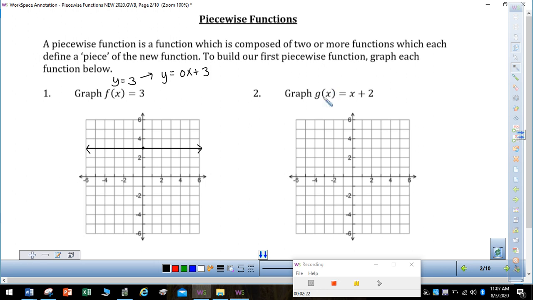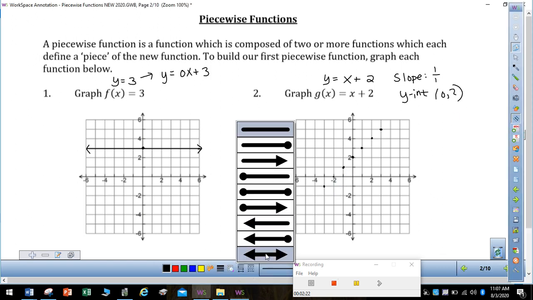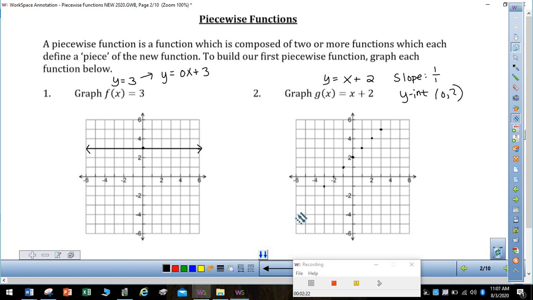Now we're going to graph another function, g of x equals x plus 2. We can also think about this as just being y equals x plus 2. This one has a slope of 1, which is the same thing as 1 over 1, and it has a y-intercept of 2. So let's go ahead and start by plotting the y-intercept of 2. It's a positive slope, so it's increasing from left to right. We're going to go up 1, over 1, up 1, over 1, up 1, over 1. Continue the pattern for a few points in the opposite direction, and we'll go ahead and connect them. That is going to start here. There we go.